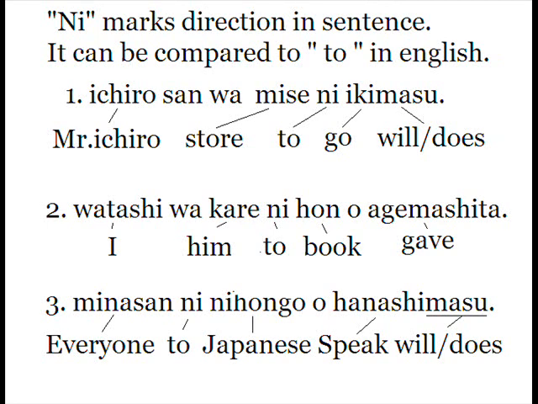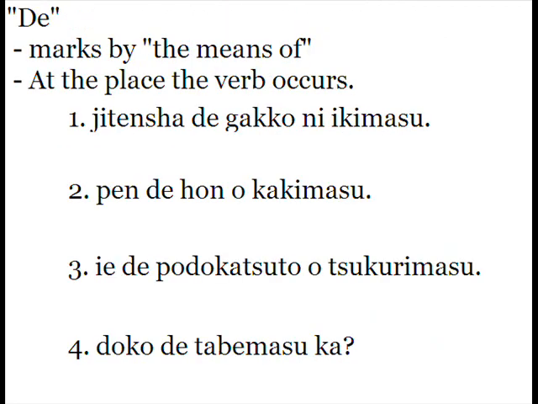Okay, well, let's head into the next particle, which is the particle de. The particle de indicates the place where something takes place. So, like at my school or at the store. The particle de can also mean by means of, or by the use of this thing, the verb takes place.